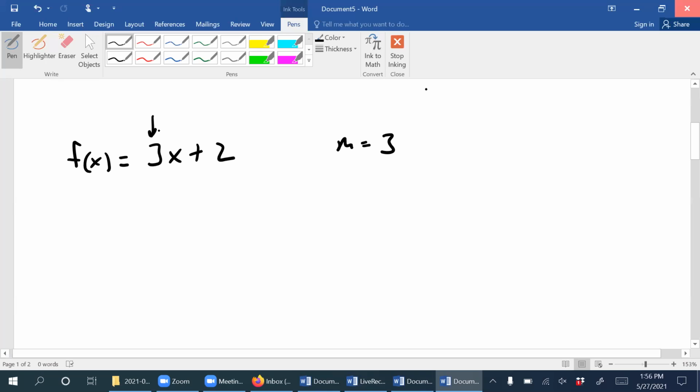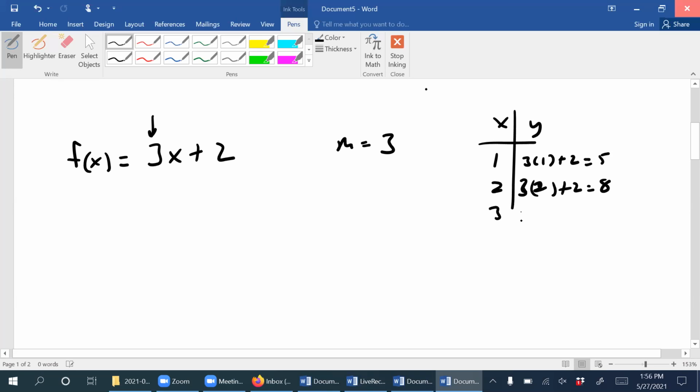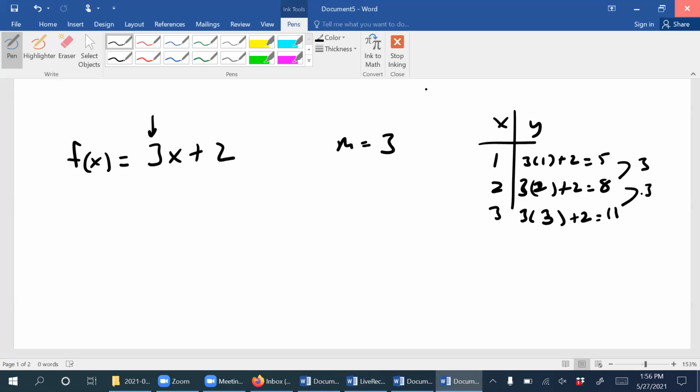If I plug in 1, that's 3 times 1 plus 2 is 5. But if I plug in 2, it's 3 times 2 plus 2 is 8. If I plug in 3, 3 times 3 plus 2 is 11. So I'm changing by 3 every single time. That's slope. It's changing at a constant rate like a regular line would. All right. So when I do that, we know the slope is 3.